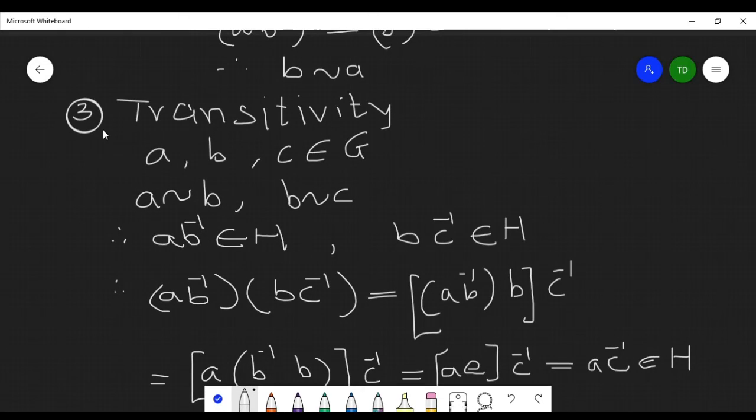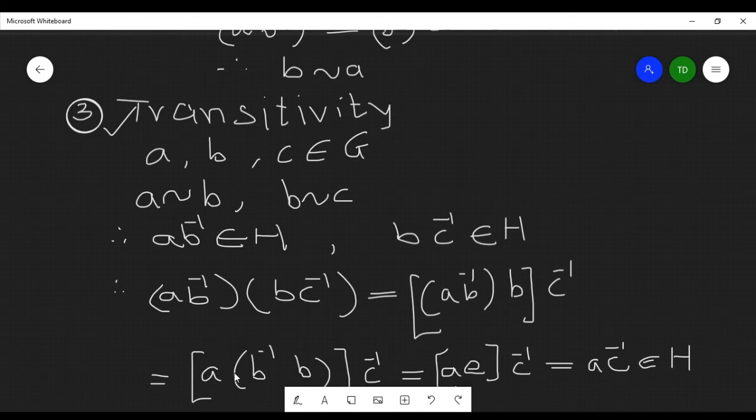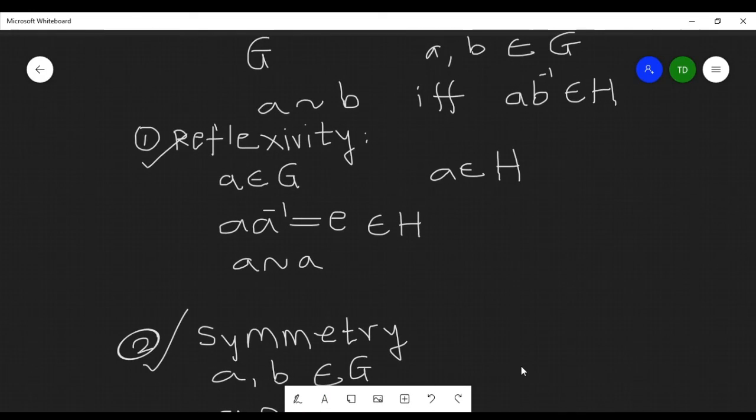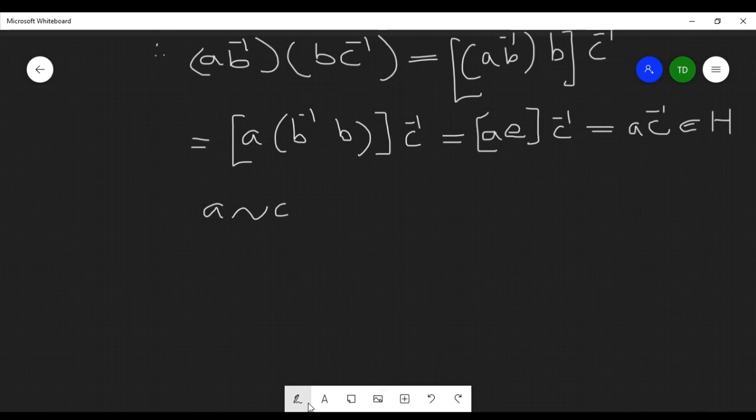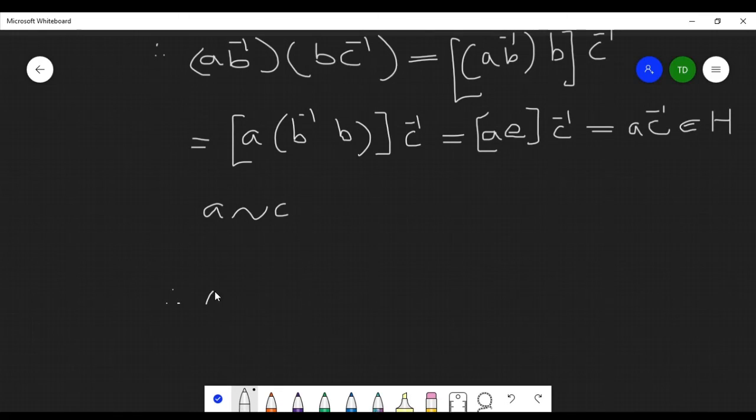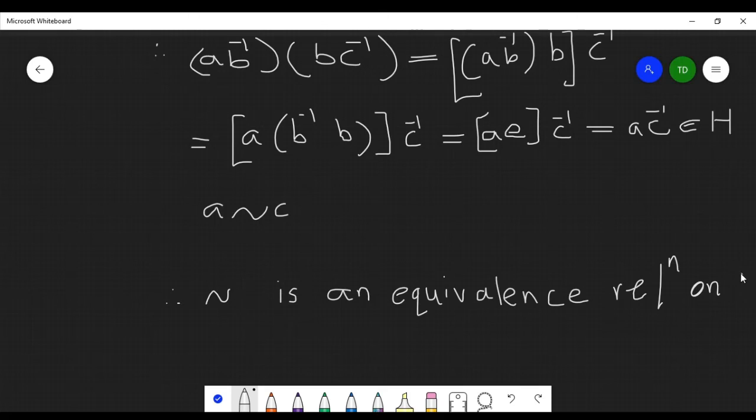Thus tilde is transitive. So we have shown that tilde is transitive also, it obeys transitivity, and because tilde obeys reflexivity, symmetry and transitivity, therefore tilde is an equivalence relation on the G. Tilde is an equivalence relation.